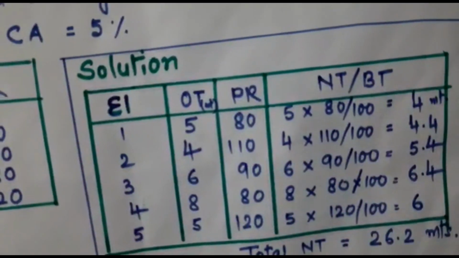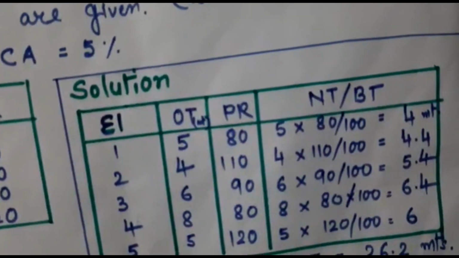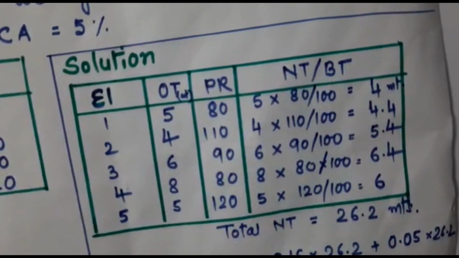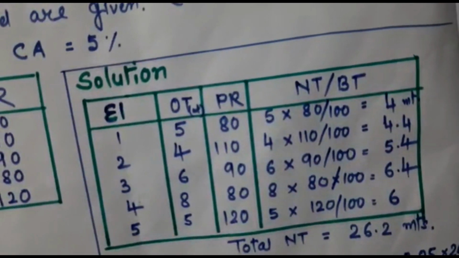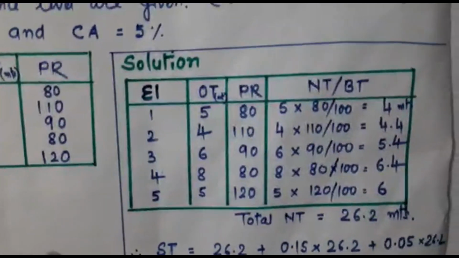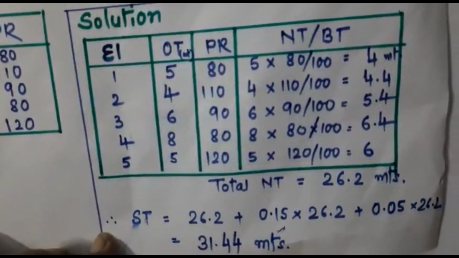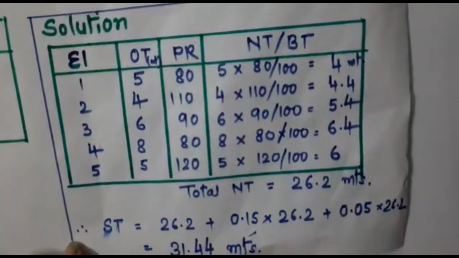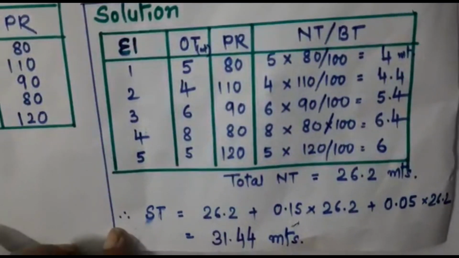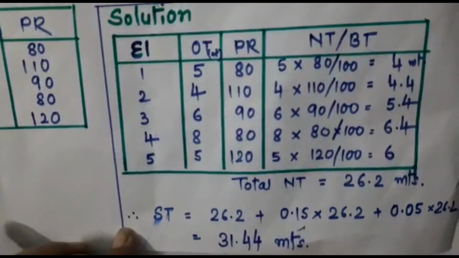Since the observed time and the performance rating are given, we will find out the basic time or the normal time for each element using the formula. So the total normal time comes to be 26.2 minutes. If we add the normal times for doing all the 5 elements, it comes to 26.2. That means my total normal time is 26.2 minutes. And then standard time becomes 26.2 plus the contingency allowance and the relaxation allowance, which are expressed as a percentage of the normal time and are added to normal time to get the standard time. So my standard time comes to be 31.44 minutes.